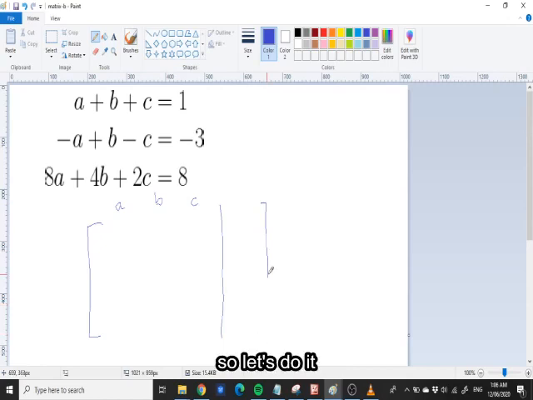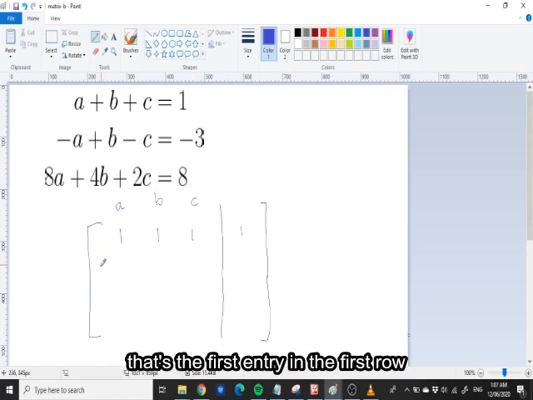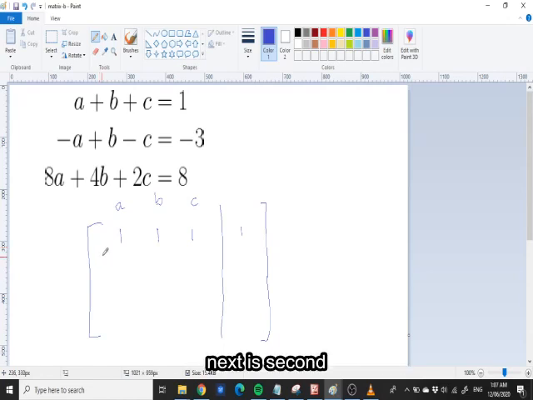So let's do it. For the first equation, the coefficients are 1, 1, 1, and the constant is 1. So we just write 1, 1, 1, and then the constant is 1. That's the first row. Next is the second: it's -1, +1, -1, and then the constant is -3.